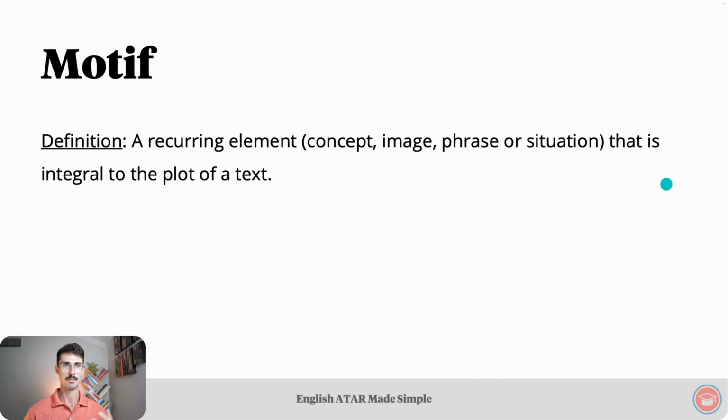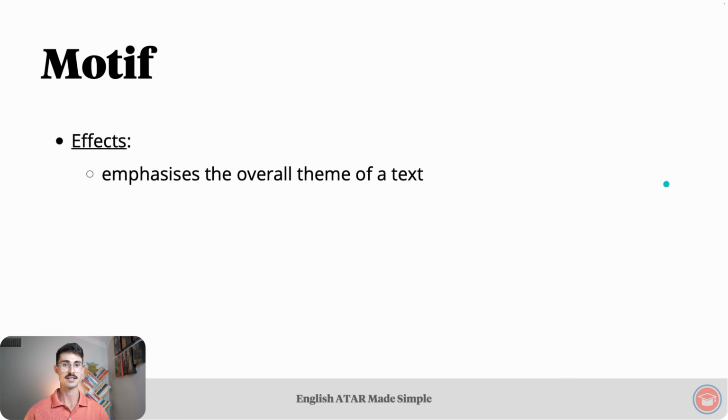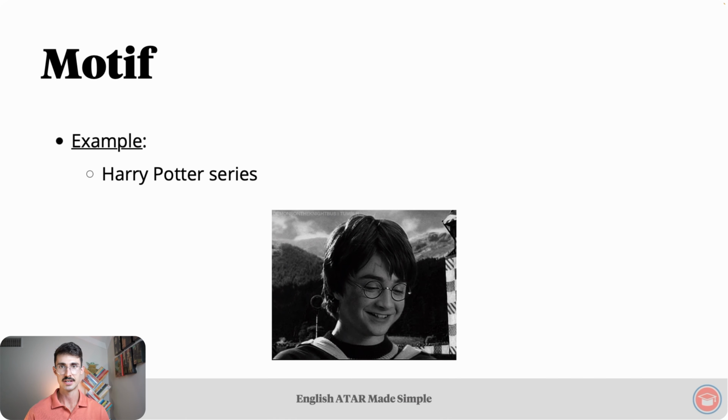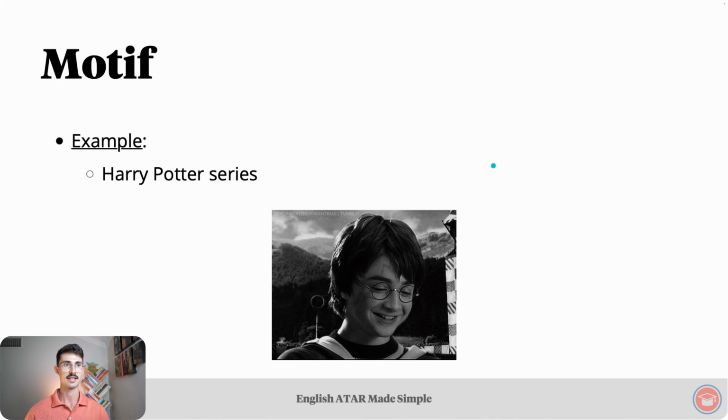Motif. A motif is a recurring element, concept, image, phrase, or situation that is integral to the plot of a text. Effects: it emphasizes the overall theme of a text, and it also helps readers comprehend the underlying message of a text. An example is the Harry Potter series. The motif of Harry's scar is emphasizing the themes of destiny and the power of love.